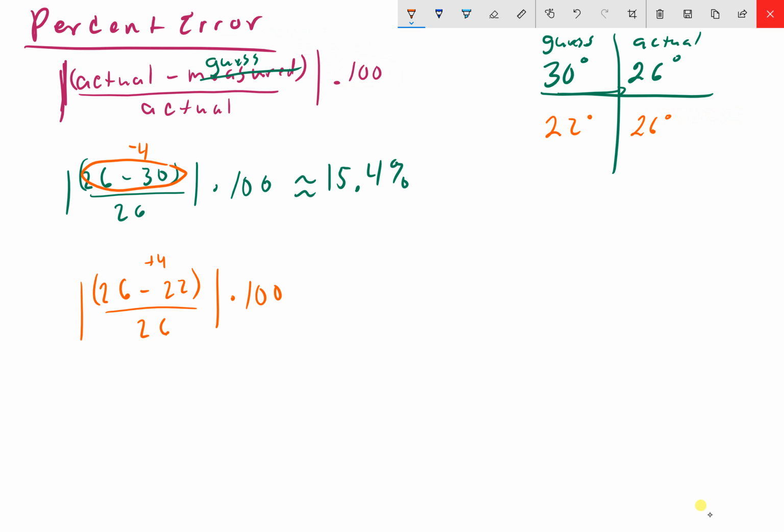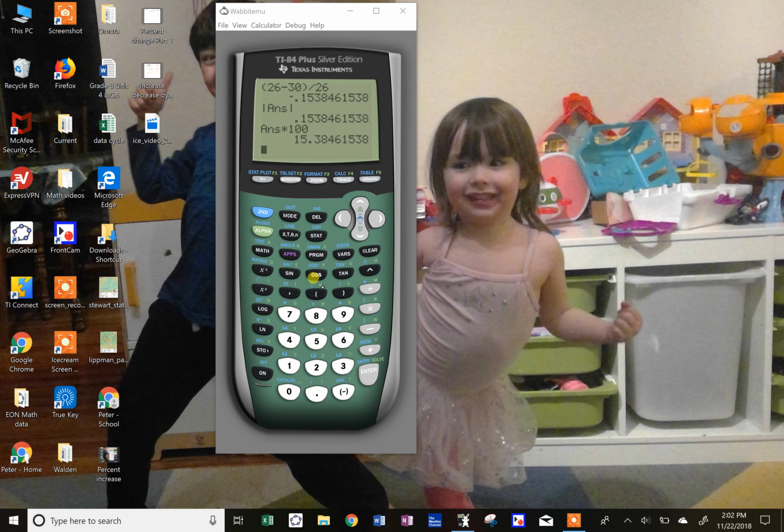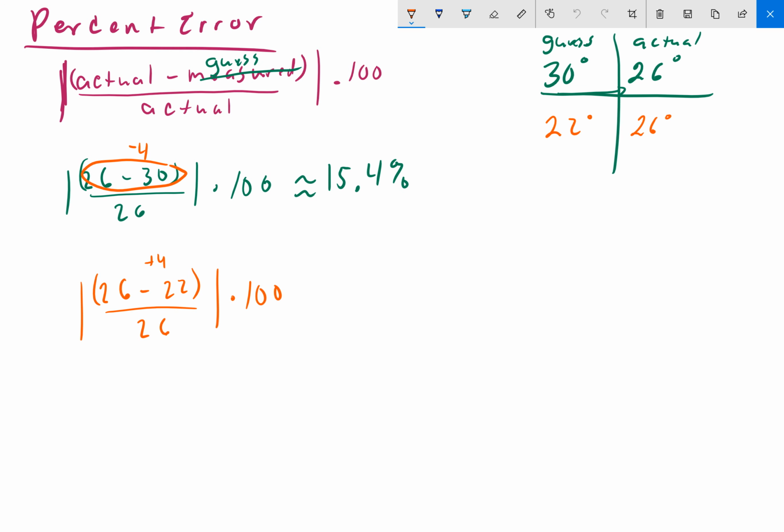So let's take a look. 26 minus 22, in parentheses, divided by 26. And I get the same value as before, and you might be wondering, how is that possible? I'll explain in one moment. So I do the absolute value of that. It's not going to change anything, times 100. And sure enough, I get the same percent error as the first time I did it: 15.4%.